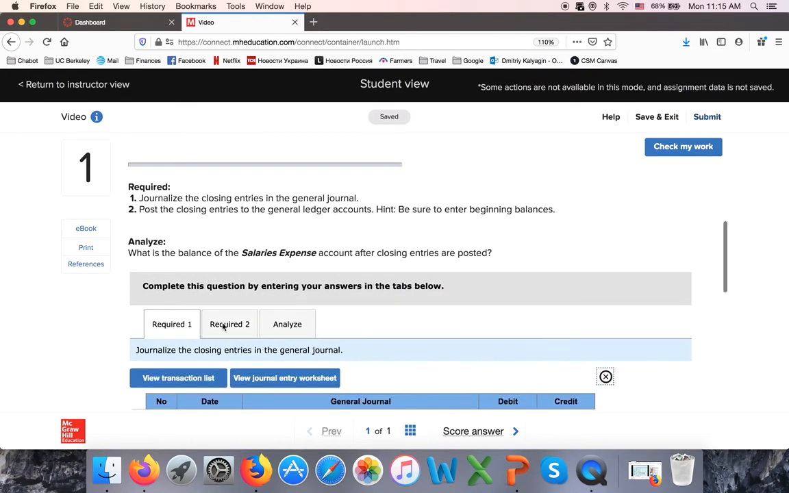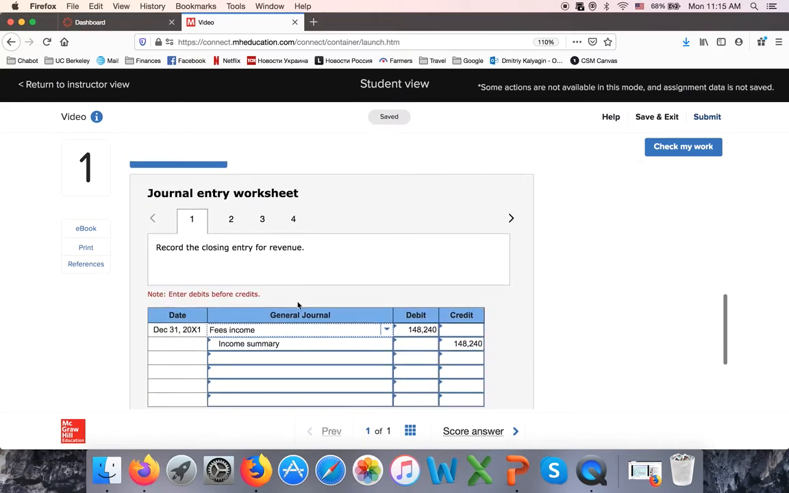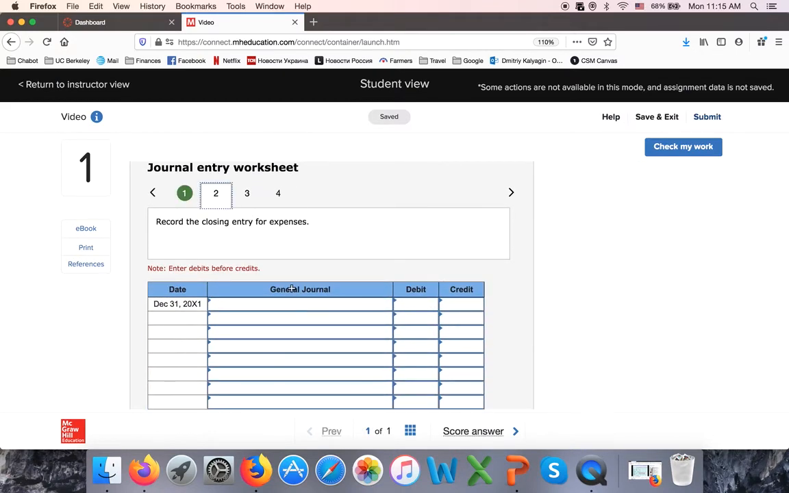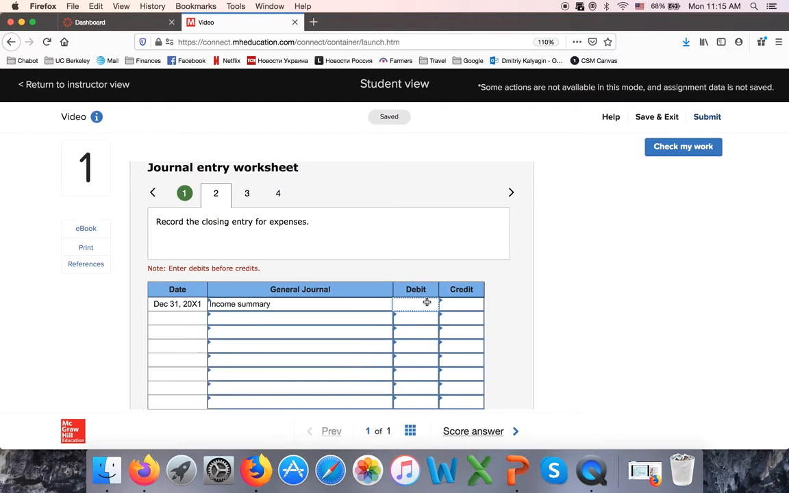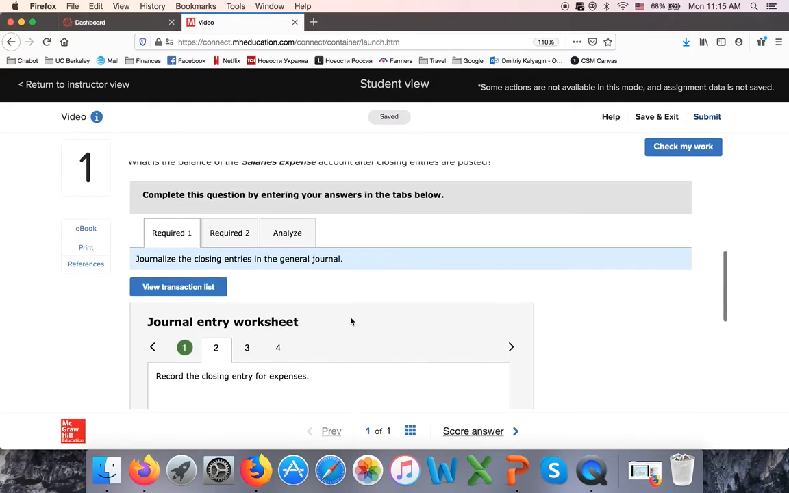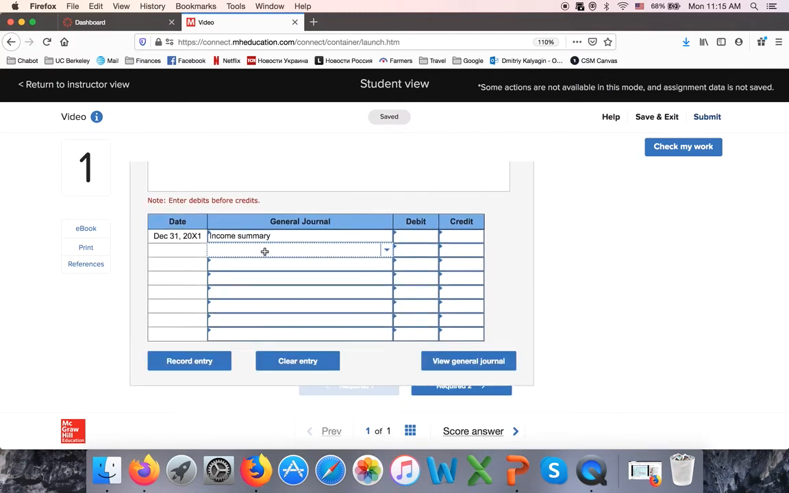Okay, the second journal entry. So the first one, close revenues. The second journal entry, we need to close expenses. So I'm going to close them into income summary. I will leave debit blank. I don't know what the total is yet. So I have 1, 2, 3, 4, 5 expenses. Let me close all of them. So advertising expense, I'm going to credit by 5,200. And then depreciation expense, I'm going to credit by 940.